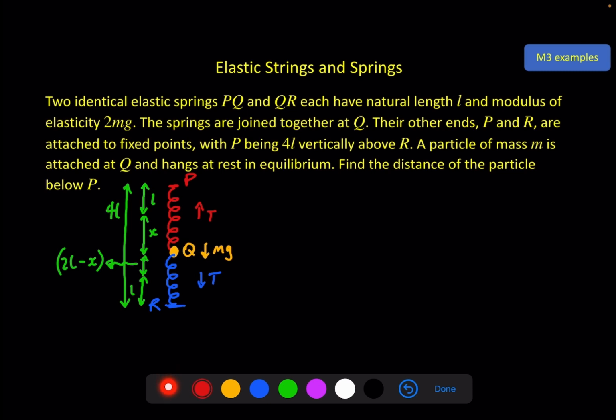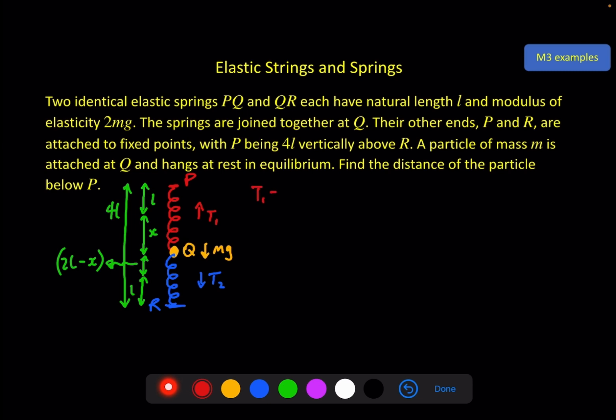Because these are different tensions, I will now call this T1 and this T2. Because unlike the extension, I can't write one of these in terms of the other. I don't have that much information about them yet. So it's all hanging and resting in equilibrium, and we need to find the distance of the particle below P. So we want to find this distance here, which means we're trying to find x, and then we can just add that to L. To find x, I'm going to be forming Hooke's law equations.